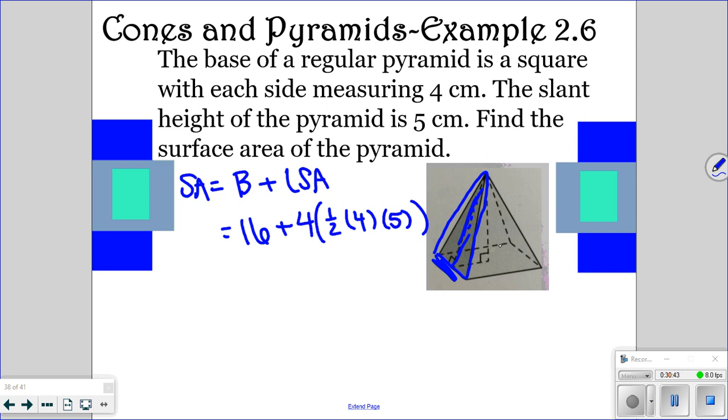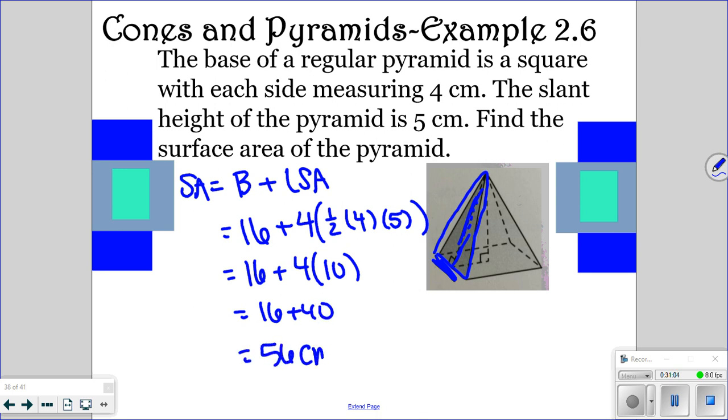And again, if they didn't tell you the slant height, and they told you the actual height, you would have to use the Pythagorean theorem to find that slant height. But they made it a little bit easier for us. So we're going to do 16 plus 4 times 1/2 of 20, which is 10. So 16 plus 40 is going to be 56 centimeters squared. Okay, so that would be your answer for that one.